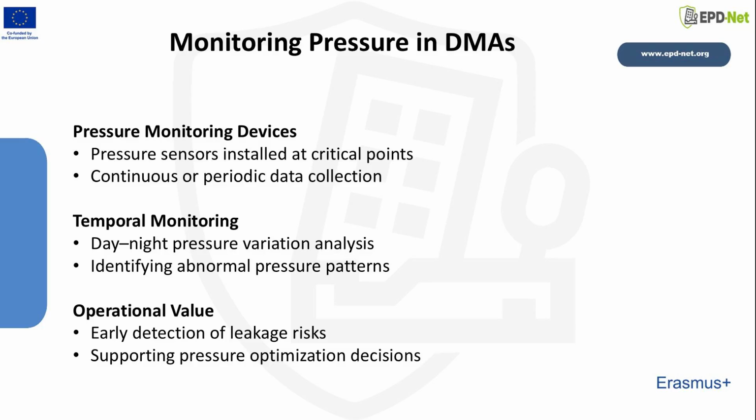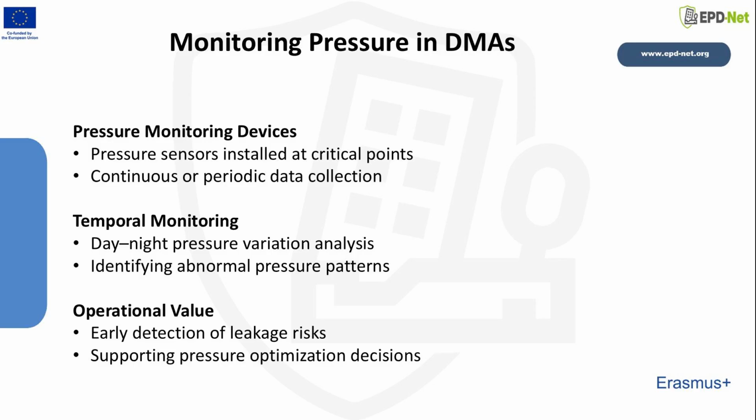Monitoring pressure within district metered areas is a key component of effective network management. Pressure sensors are installed at critical points within the DMA to collect pressure data either continuously or at regular intervals. These measurements provide insight into how pressure behaves across the network.